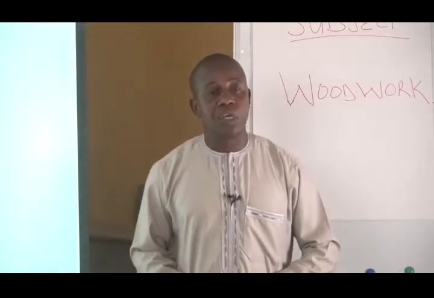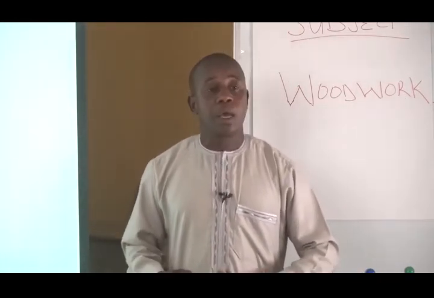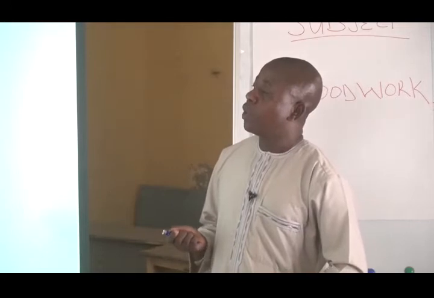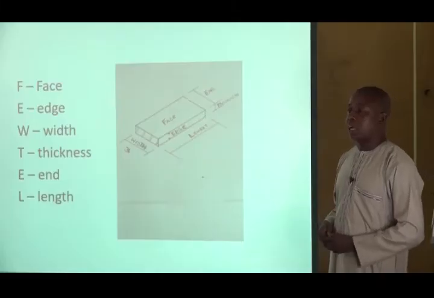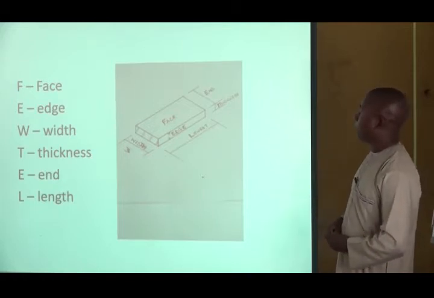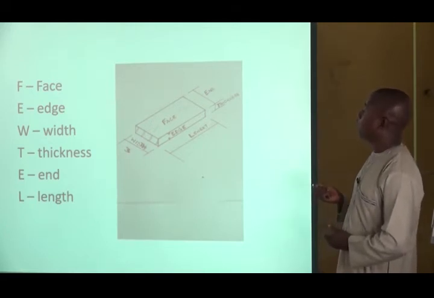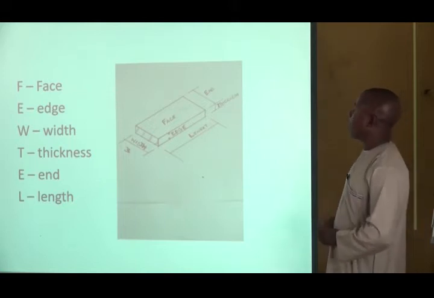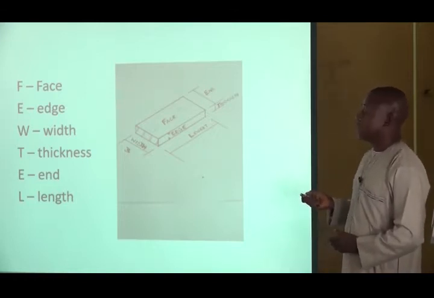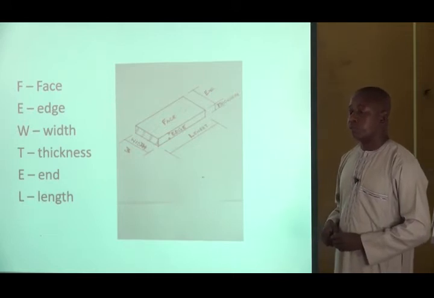So we are using the picture we have on the board to be a sample representing all other workpieces which will be used. On the diagram, we have the faces. The faces on the diagram are two, one on top and the other below. And we also have the edges, one by the right and the other behind. We have the ends, one end here and the other at the rear end. And we also have the thickness, the length, and the width. All these are represented by the acronym FUTER.